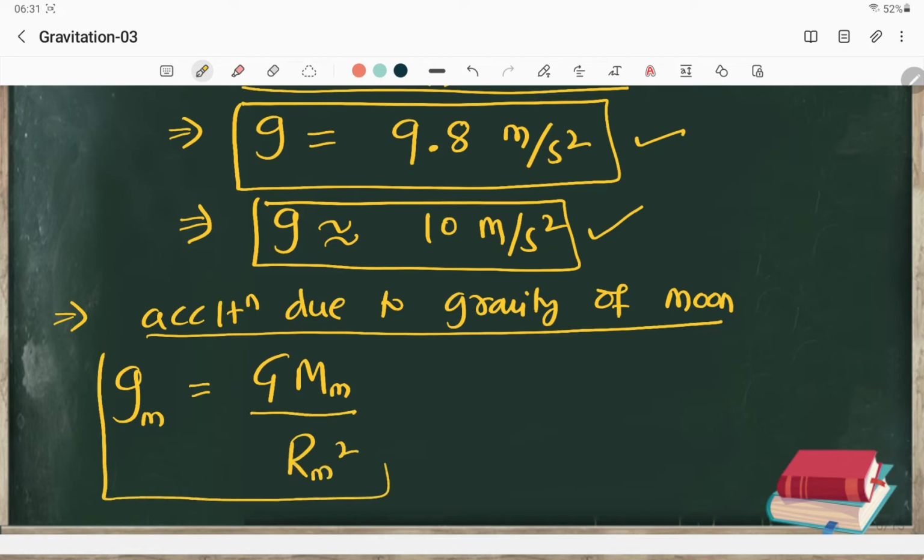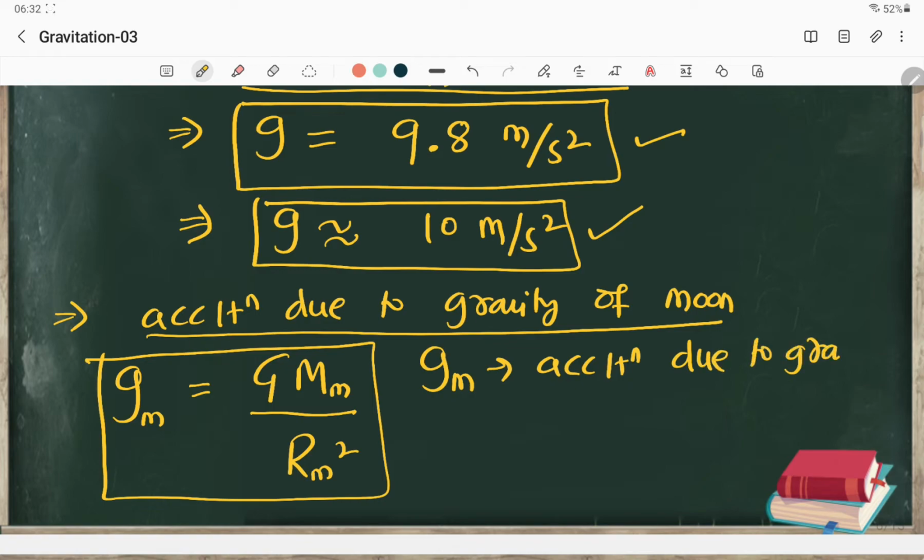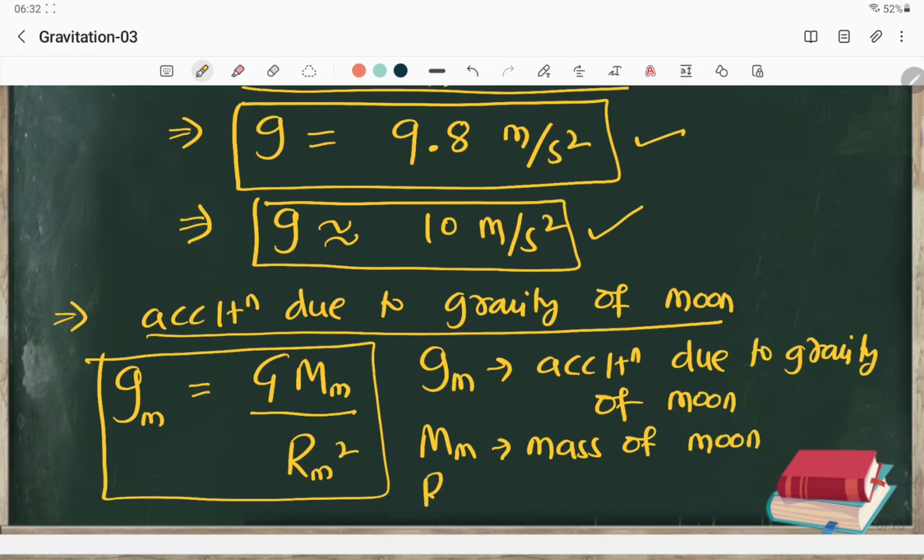Please observe all these words. What is this gm? Gm is nothing but the acceleration due to gravity of moon. What is this G? You know about this G, this is the universal gravitational constant. What is Mm? Mm is the mass of moon. What is this Rm?